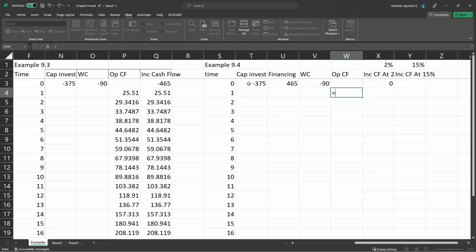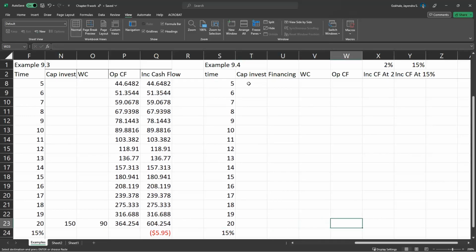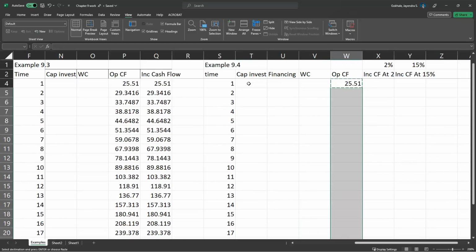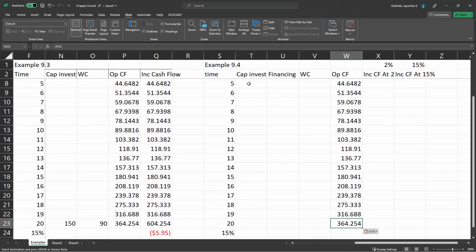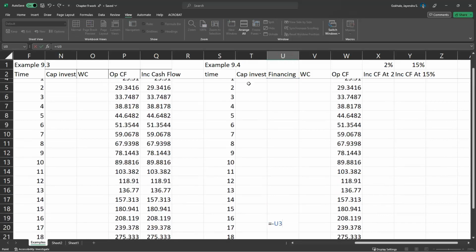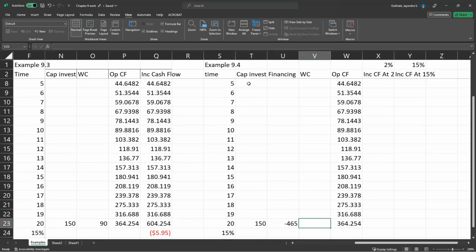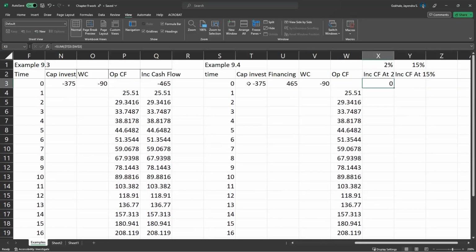So first let's just put the operating cash flows from the previous example. These are the operating cash flows and we just enter those here. Next up, we will put the salvage value in capital investment cash flows and minus of the loan at time equals 20, minus of 465. Everything that we put in will be reversed at the time t equals 20. So these are all the cash flows.